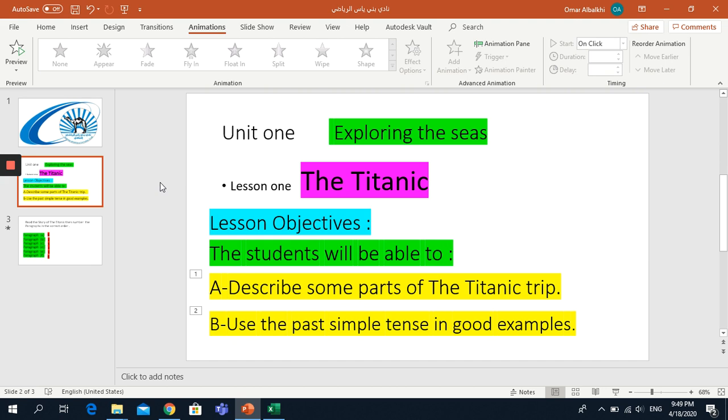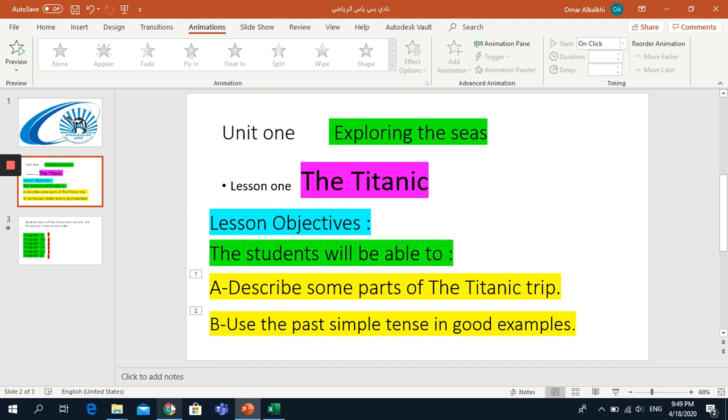We start with lesson objectives. As you see here, the first lesson objective: students will be able to describe some parts of the Titanic trip. Objective number 2: to use the past simple tense in good examples.